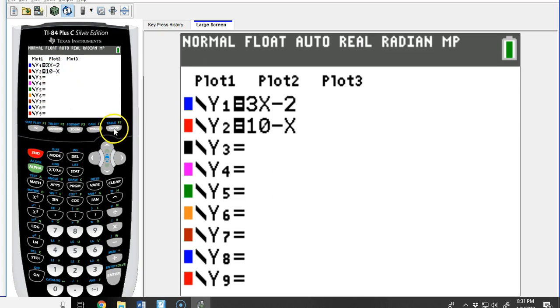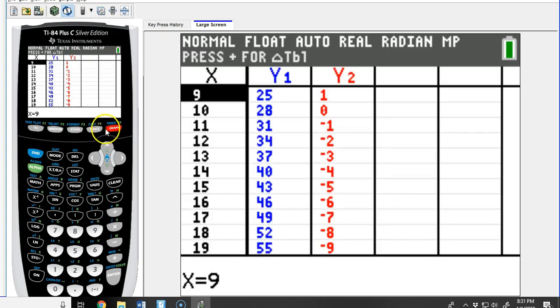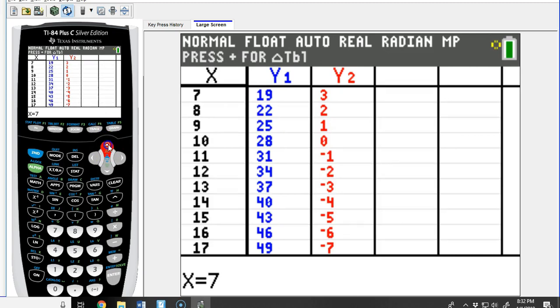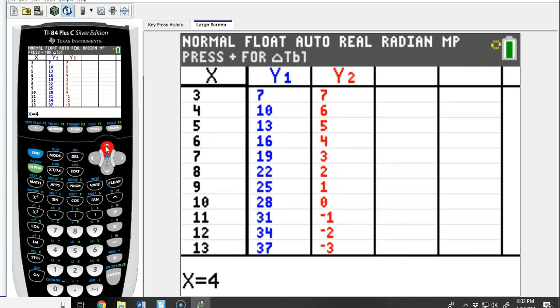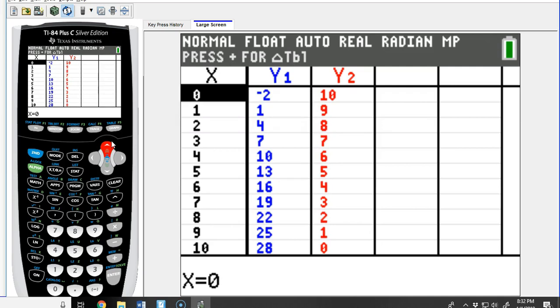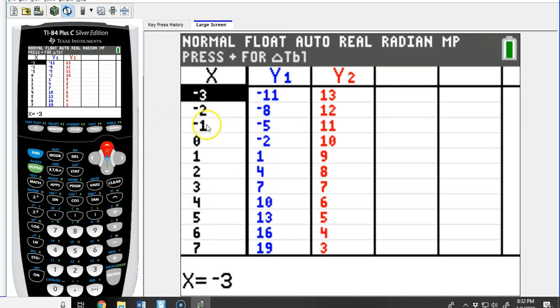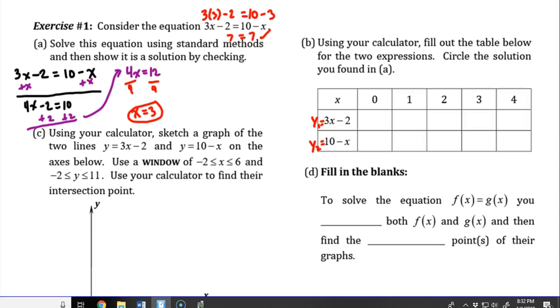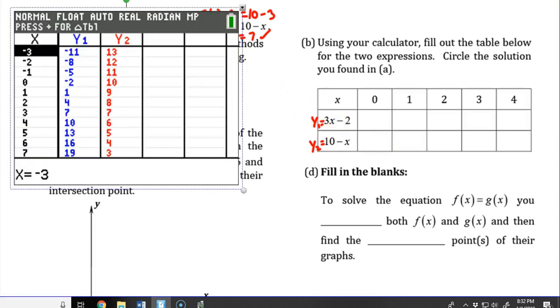Now I'm going to look at my table, and I'm specifically interested, I need to move up a little bit because I'm specifically interested in 0 through 4. Okay, so for each of those x values, here are our y values. And now we can put those values into our table. So for y1, when x is 0, y is negative 2.